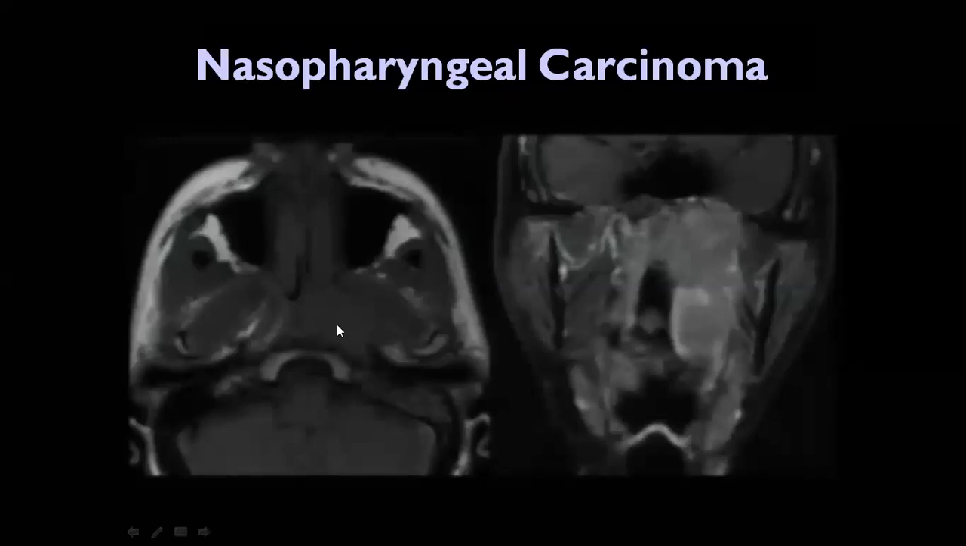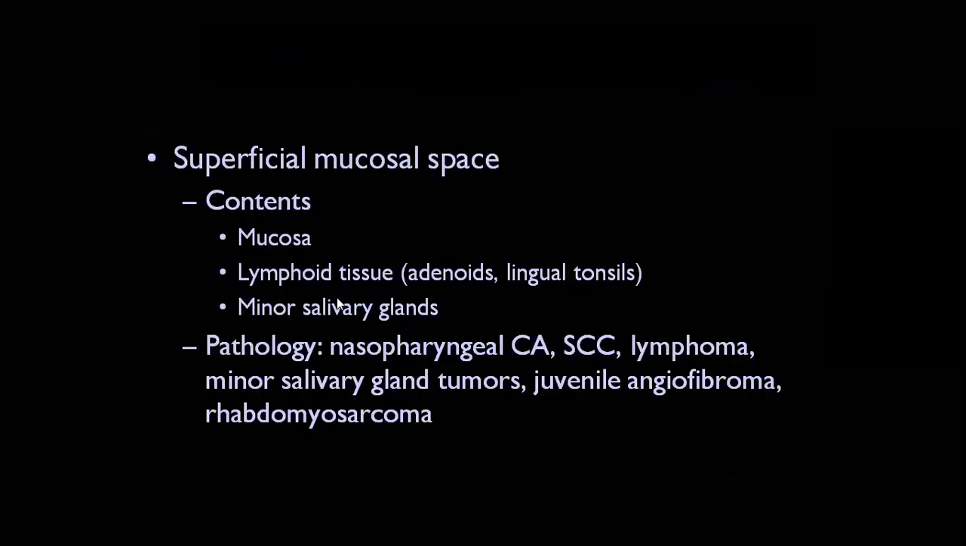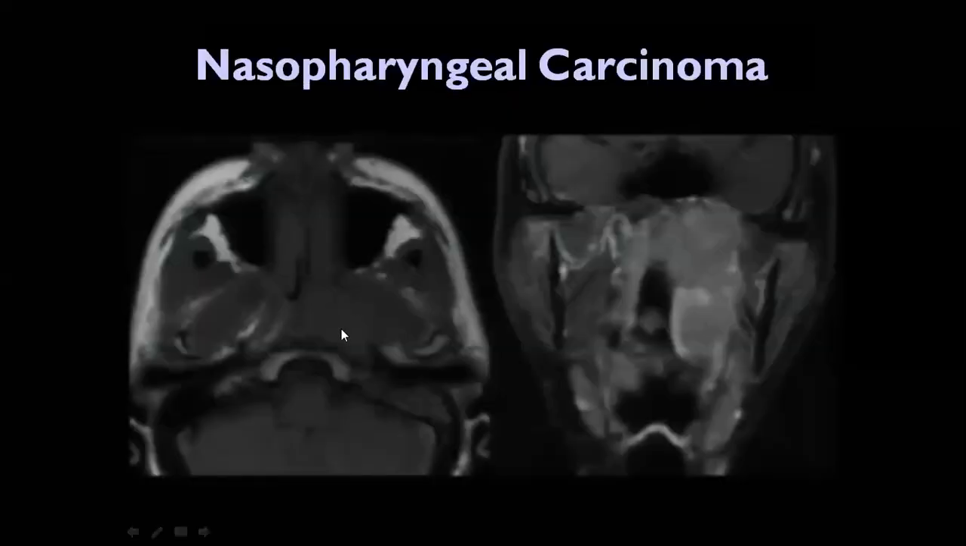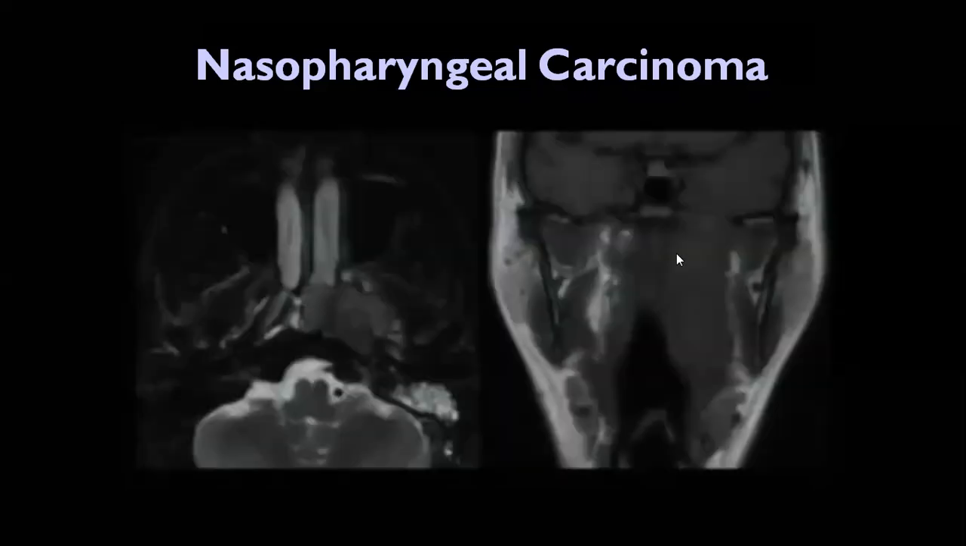This is the nasopharyngeal space, the superficial mucosa space with the place of the nasopharyngeal tumor here, along the fossa of Rosenmuller. You can see here that there is something going here, a soft tissue mass, very, very big, that you can consider as a malignant tumor. And one of the most common will be nasopharyngeal carcinoma, sure.